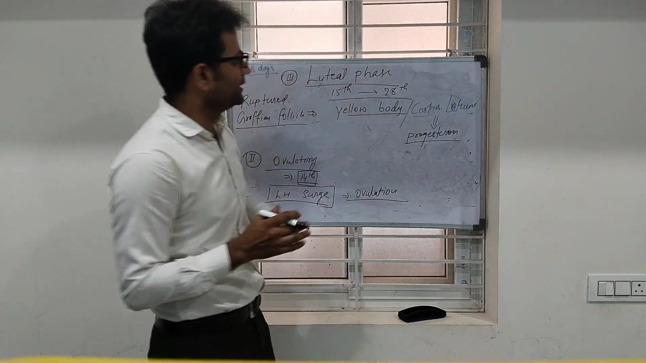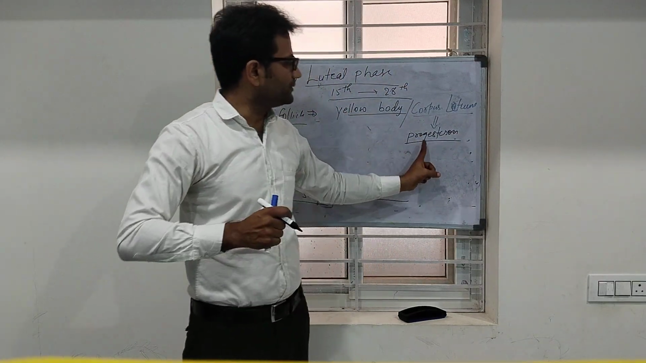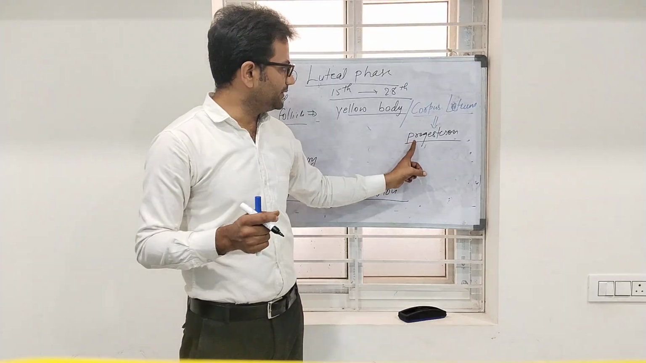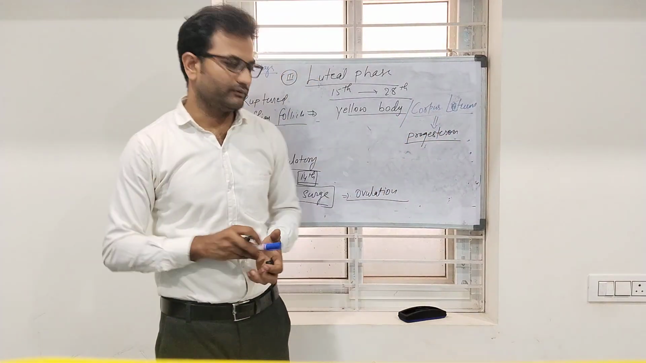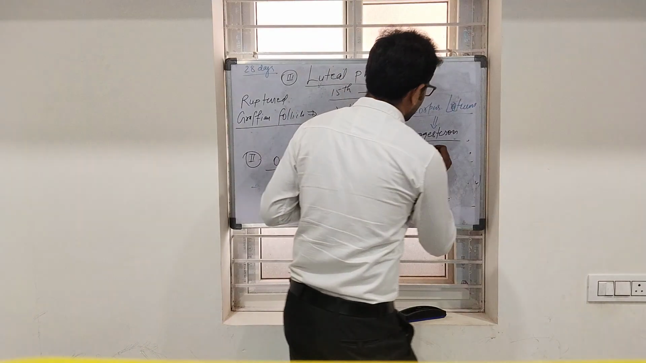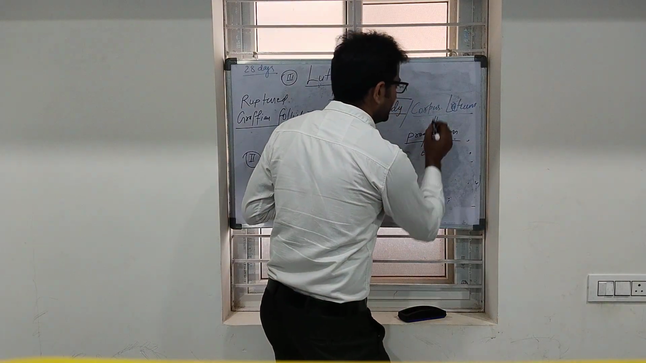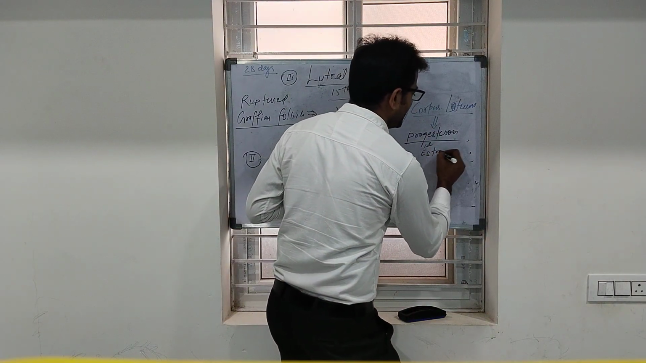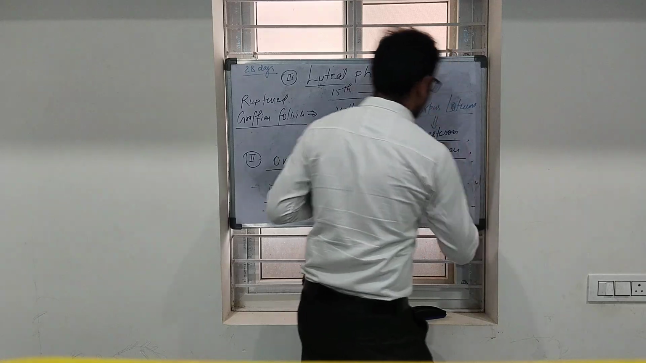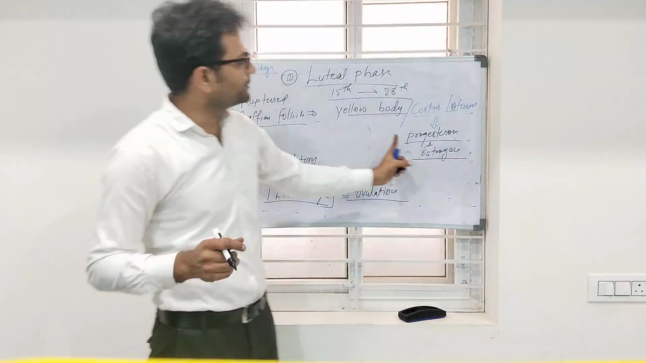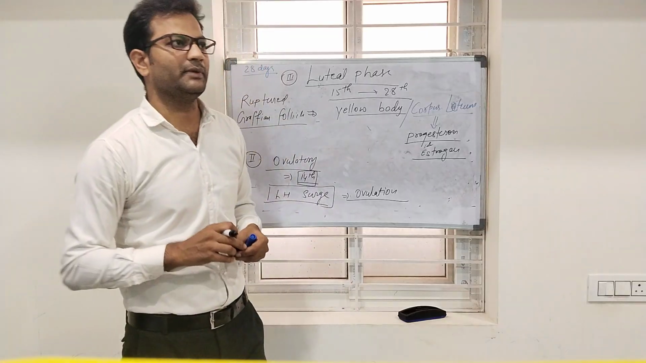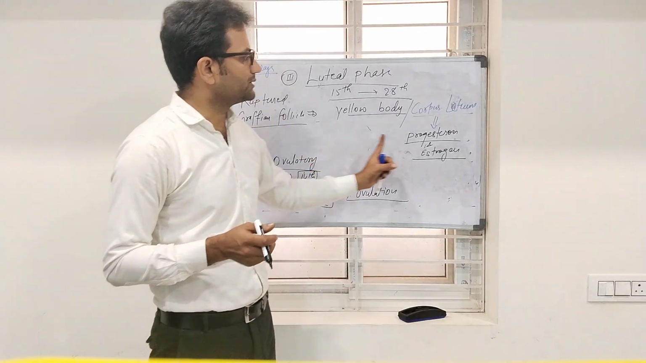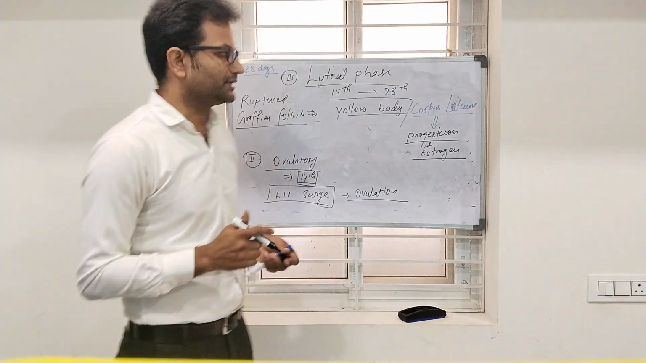So in the luteal phase, if you observe the blood of the female, the progesterone level will be very high. Not only progesterone, the corpus luteum also secretes a small amount of estrogen. And this progesterone will help in maintaining the thickening of the endometrium, which we will understand in the uterine cycle separately.